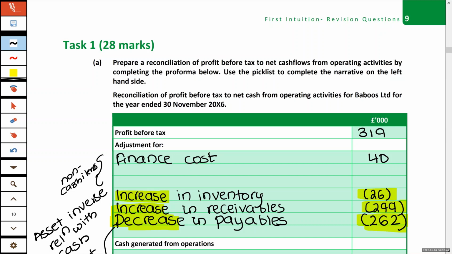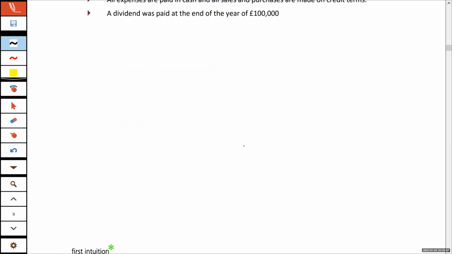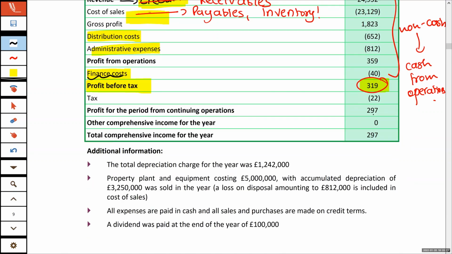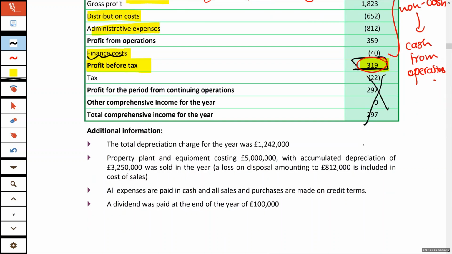So the 40, the way we remove an expense, what do we know expenses do? Expenses reduces our profit. So if you want to remove it, you do the opposite, i.e. increase our profit. So that goes as a positive figure. Apart from that, nothing else. Tax is also an expense. However, we started off with this number, so we don't care about these.